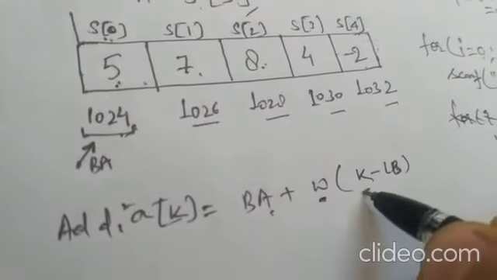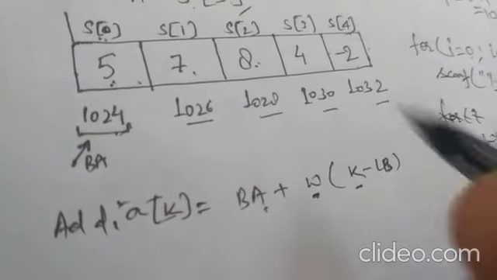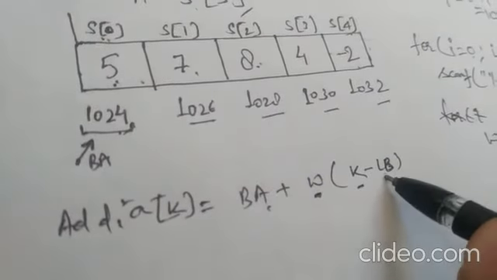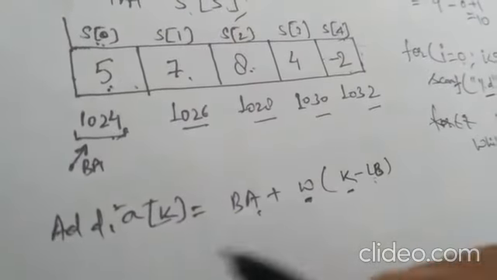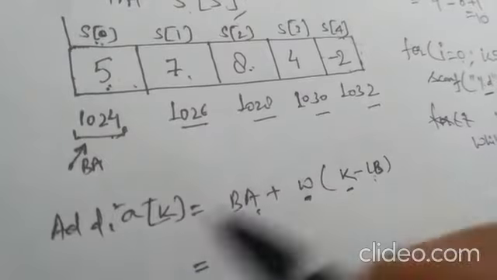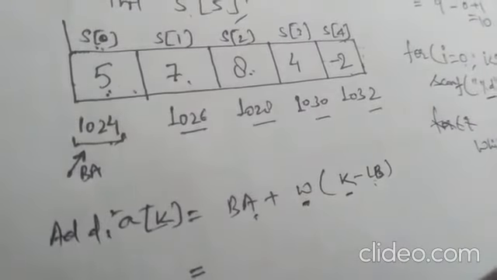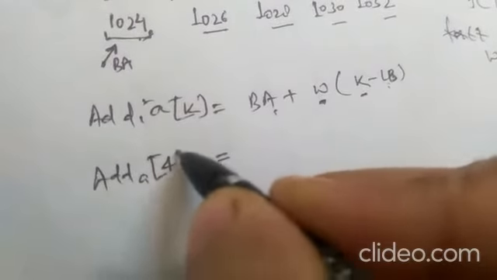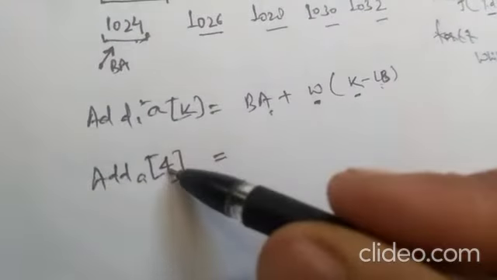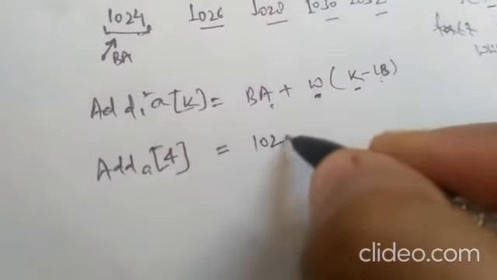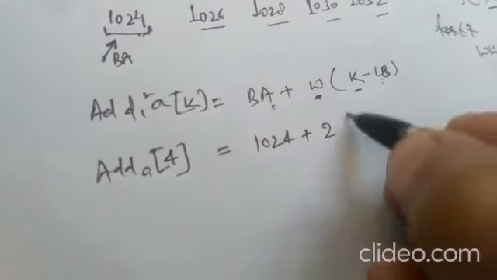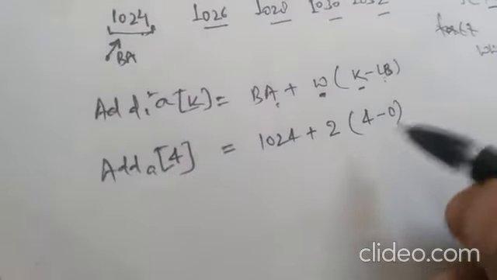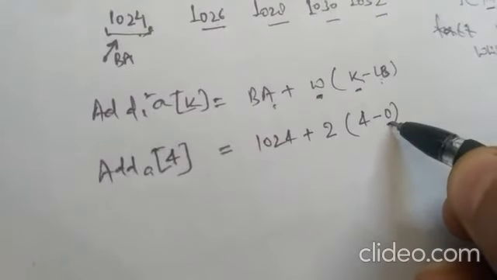Yes. And what is k? K is the subscript of the element we are fetching the address for, right? And lower bound, we understand the minimum value of subscript is lower bound. So let us put in all these values, but before that, let us assume we are finding the address of a of 4, right? So the value of k becomes 4. What is base address? 1024. What is w? It is 2. K is 4 and lower bound is 0. Every array starts at 0, so lower bound becomes 0.